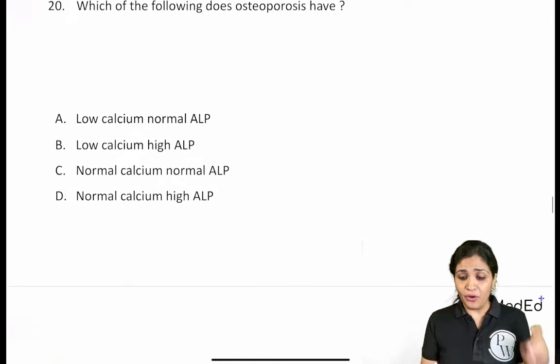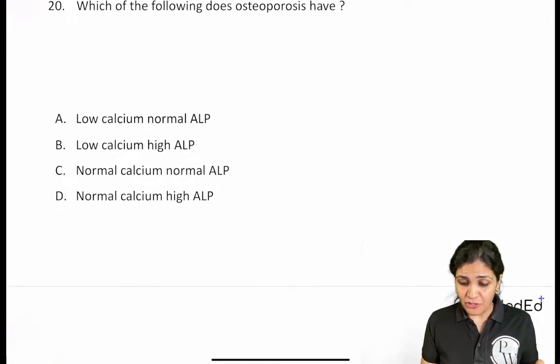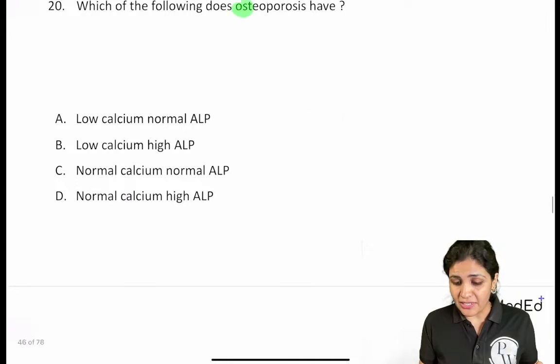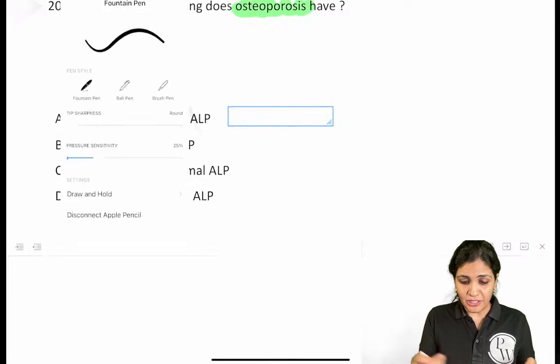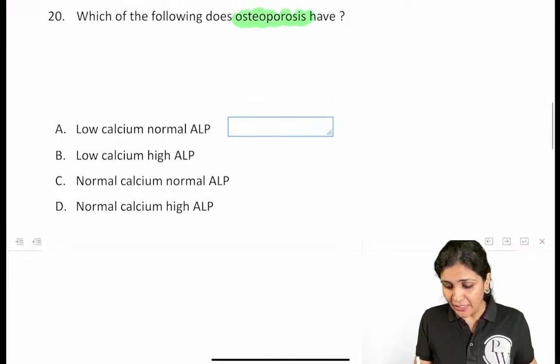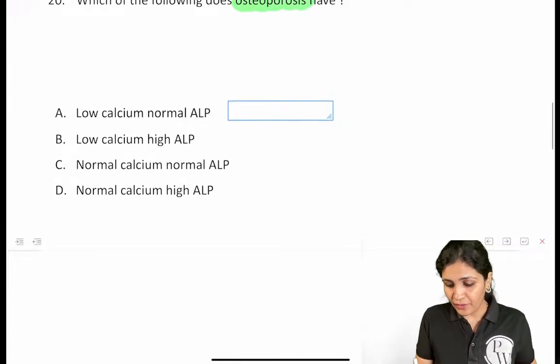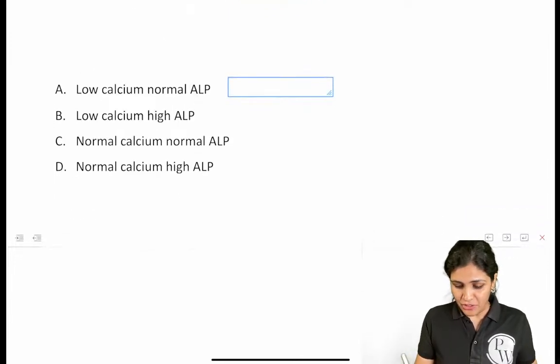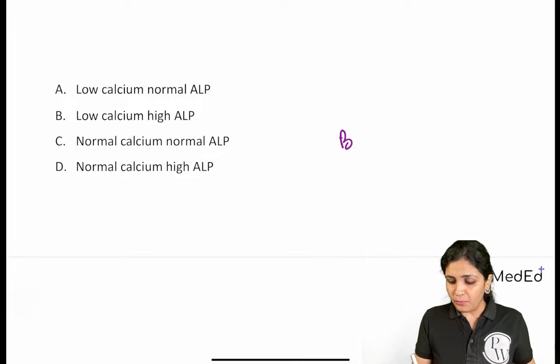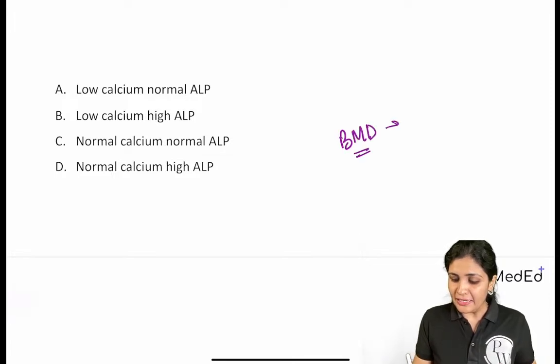Next one, which of the following does osteoporosis have? Now coming to osteoporosis, it is nothing but a condition, right? This is a condition where the bone mineral density is decreased.